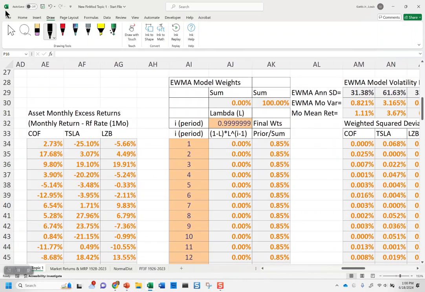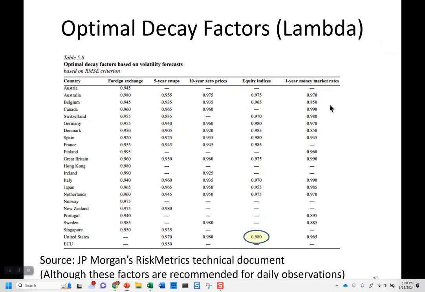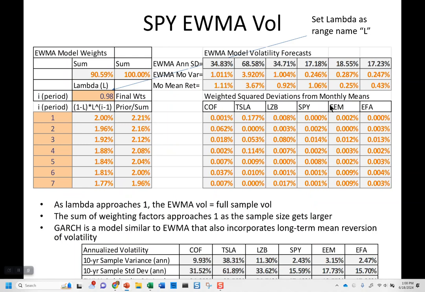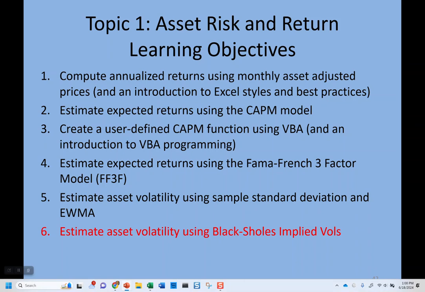So I'm going to change this back to 0.98. And there we go. So that was estimating volatility using a simple sample standard deviation and EWMA. Next topic, we're going to look at Black-Scholes implied volatilities.